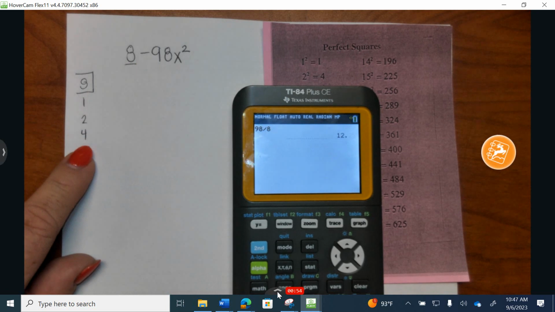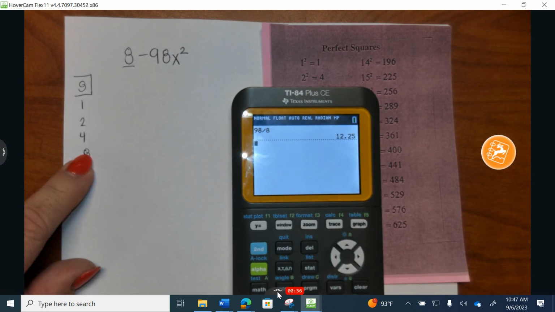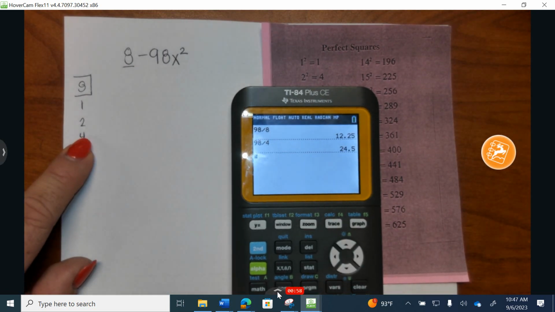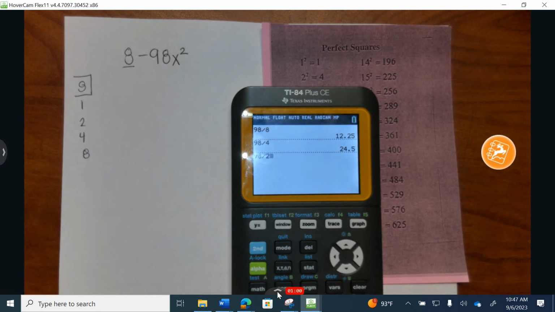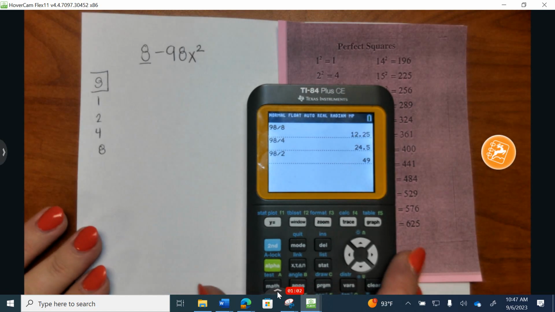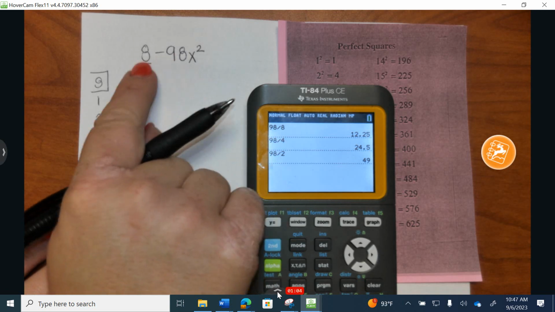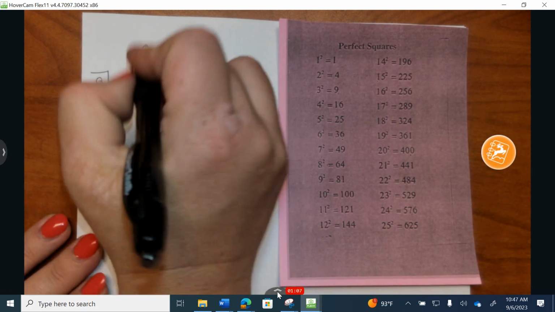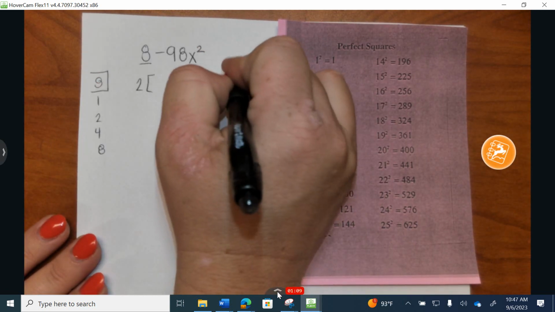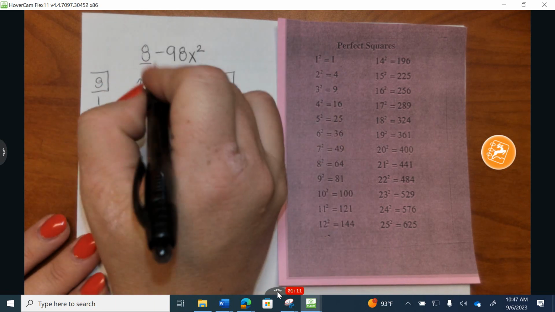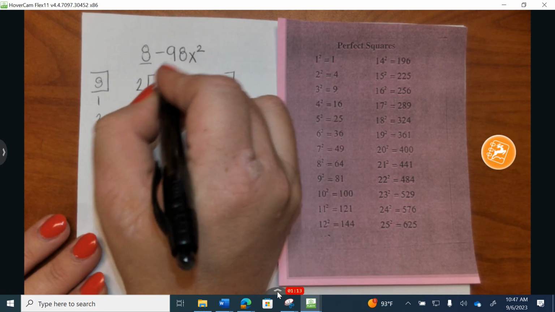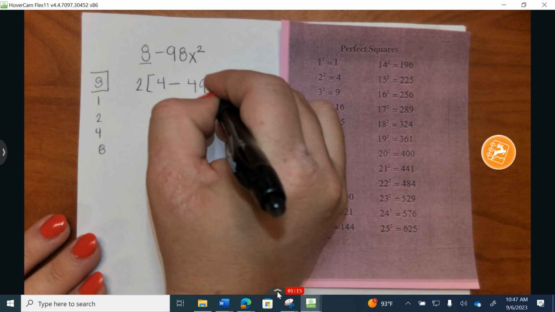98 divided by 8 doesn't work. I need a whole number. 98 divided by 4 doesn't work. 98 divided by 2 will work because it's an even number. So I'm going to factor out a 2 out of each one of these terms, using a calculator if it's needed. 8 divided by 2 is 4. 98 divided by 2 is 49.